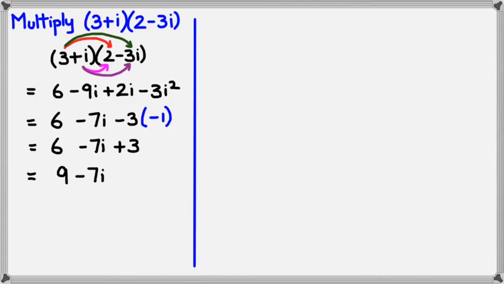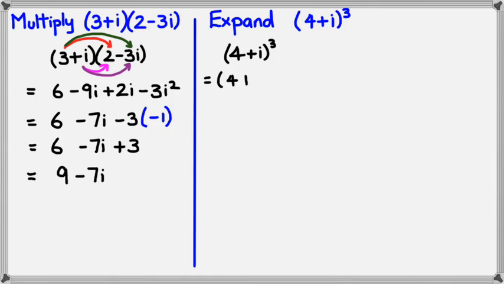Okay, looking at another example. Let's say this time I want to expand (4 plus i) to the power of 3. Just like how you would expand a cubic, you multiply the first two brackets and then multiply with the third bracket. So we're going to have (4 plus i) cubed equals (4 plus i) times (4 plus i) times another (4 plus i).